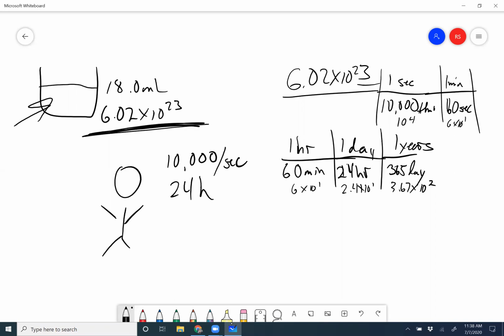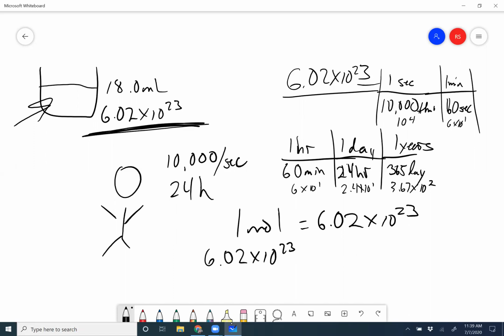So that's where the mole comes in. 1 mole is equal to 6.02 times 10 to the 23rd things. And if you have 6.02 times 10 to the 23rd protons or neutrons, guess what that equals? 1 gram.